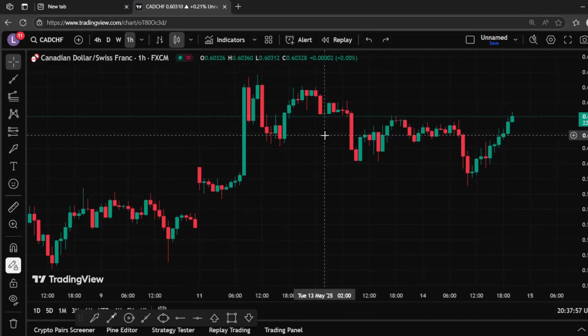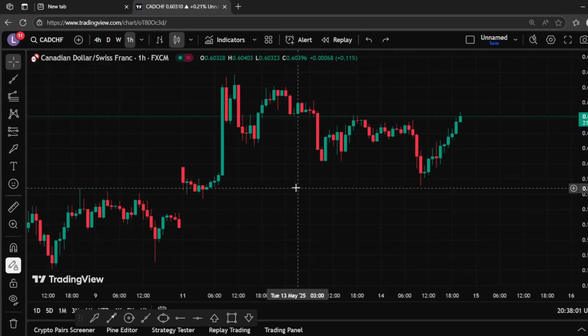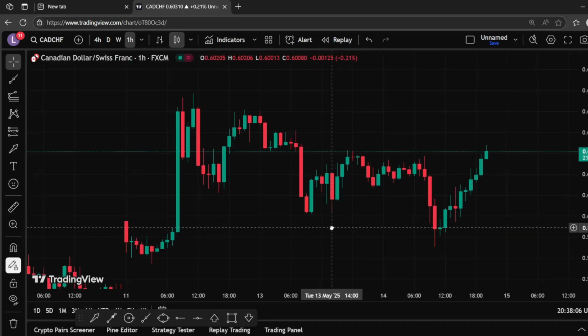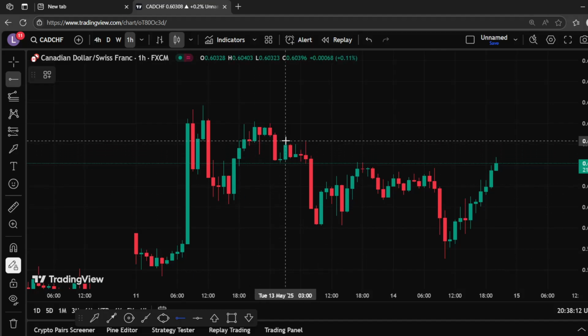The next thing I look out for is a supply zone. I'm looking to see a supply zone that I believe is tradable. So I identified this supply zone right here.